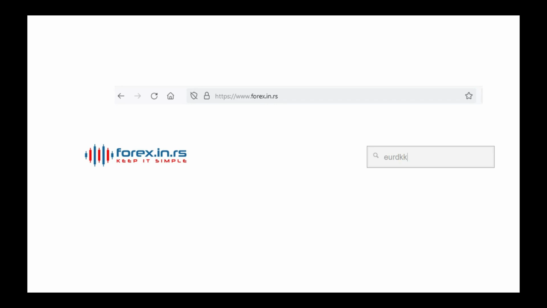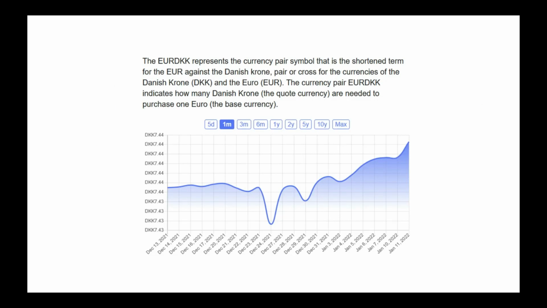For example, our website is forex.nrs, and you can visit our website if you want. You have a link below this video. If you go to our website and search for the Euro Danish krone currency pair, you will go to our article about that, and you will see, for example, this chart. On this chart, you can see that in the last couple of months, we have a Euro Danish krone bullish trend.